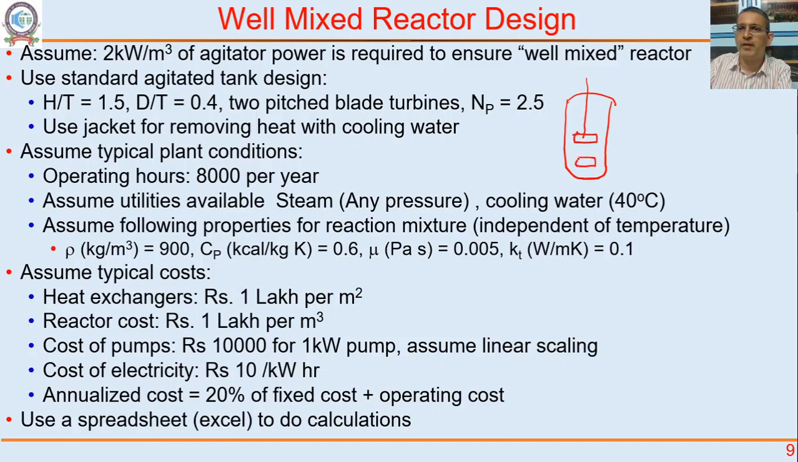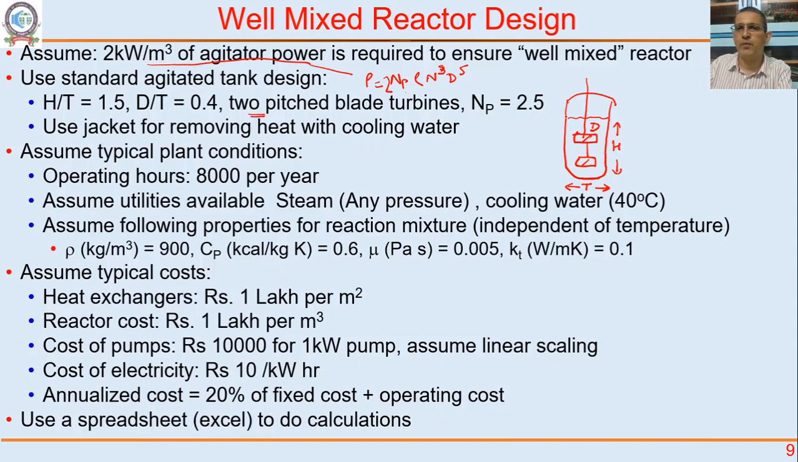I will use 2 pitch blade turbines. D is the diameter of the impeller, T is the tank diameter, H is the liquid height. Recall how power number and power are related. Power is NP rho n cube d raised to 5 for one impeller and for the second impeller as well. So it will be 2 times this number, 2 impellers, 2 pitch blade turbines.